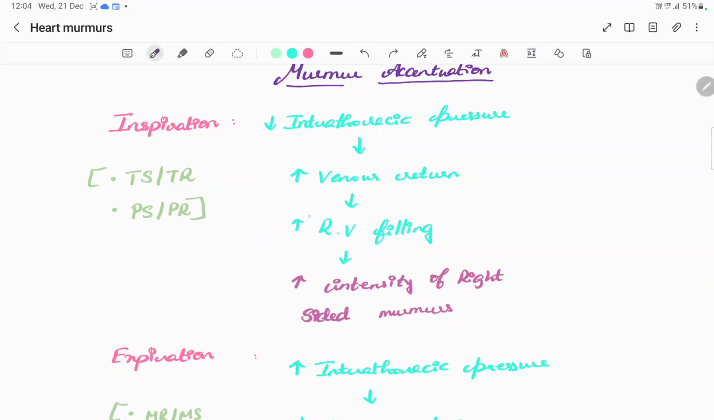So there'll be an increase in the right ventricular filling, and so there'll be an increased intensity of the right-sided murmurs. What are the right-sided murmurs? The ones that we saw here, tricuspid and pulmonary. So that's the reason there'll be an increase in the right-sided murmurs.